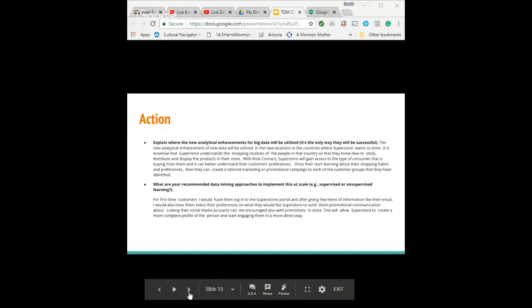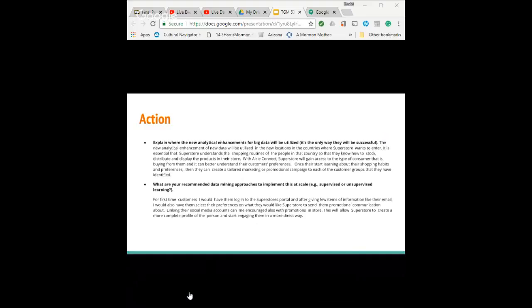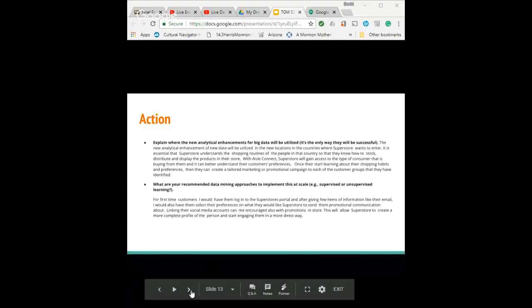In explaining where the new analytical enhancement for new data would be utilized, once we get to know the consumer, we can understand their preference, and we can later tailor the marketing with email campaigns to attract more customers. And what are the recommended data mining approaches to implement this?